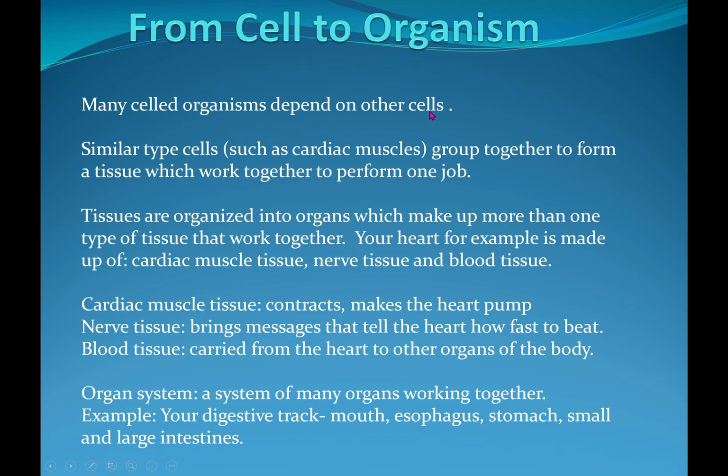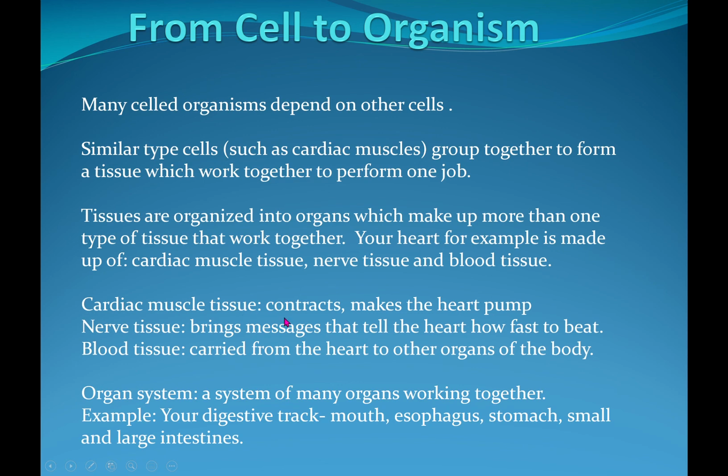Many celled organisms depend on other cells, meaning that similar types of cells, such as cardiac muscle, part of your heart, group together to form a tissue. They work together to perform one job. Tissues are organized into organs, which are made up of more than one type of tissue that works together. Your heart, for example, is made up of cardiac muscle, nerve tissues, and blood tissues, and so on and so forth.